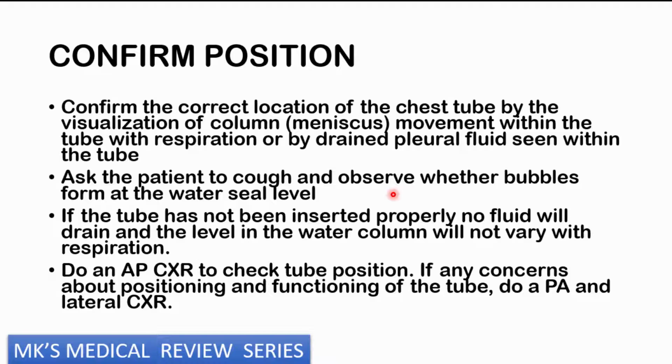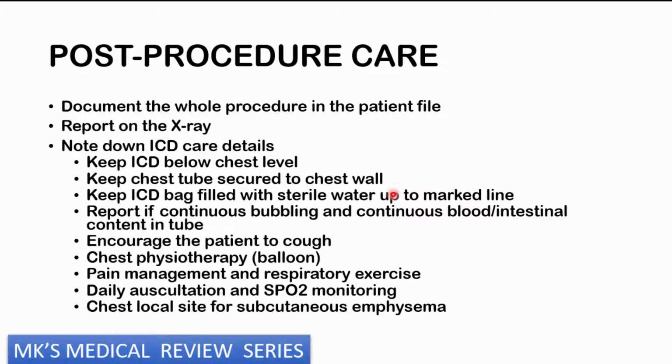If all these preliminaries are checked, after confirming the position of the ICD, you can actually do an anterior-posterior chest x-ray to check the tube position. And if there are any concerns about the positioning and the functioning of the tube, you may actually do a posterior-anterior and a lateral chest x-ray. After the procedure, you should ensure that you document the whole procedure in the patient's file. You should report the x-ray findings.